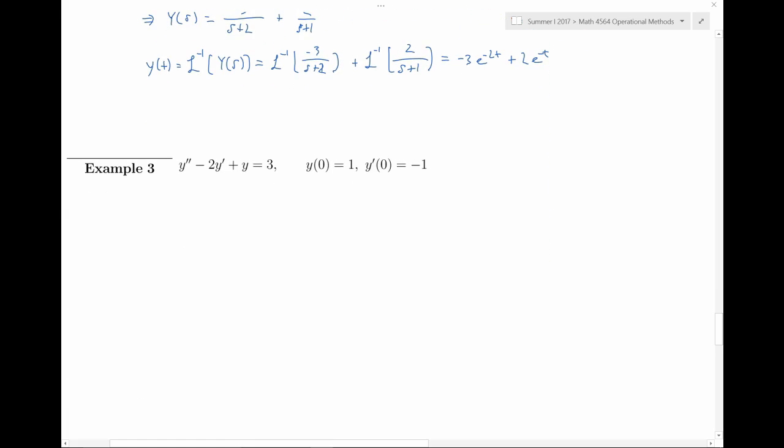Another example is a non-homogeneous equation, and you solved it in the differential equations classes with either method of undetermined coefficients or variation of parameters of some sort. So let's see how we can do it with a Laplace transform. Y double prime turns into s squared times Y of s minus s times the initial condition for y, which is 1, minus the initial condition for the derivative.